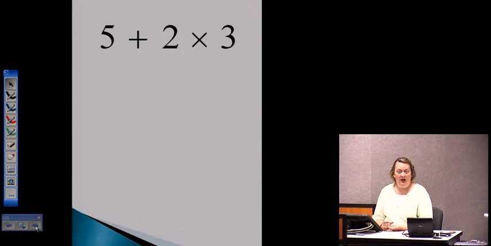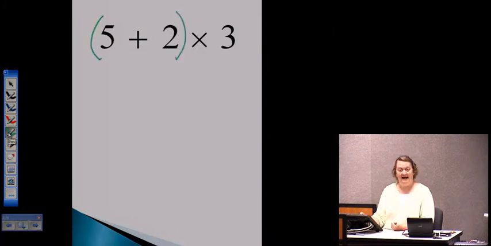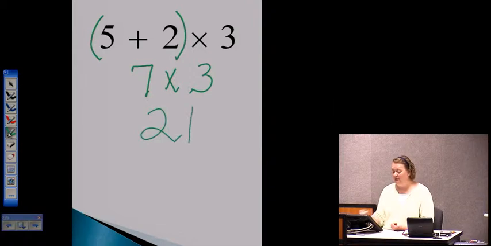If we had no order of operations given to us, then we could choose which order we wanted to do. So I'm going to choose to do the addition first. 5 plus 2 and get the 7 times 3 and get 21.